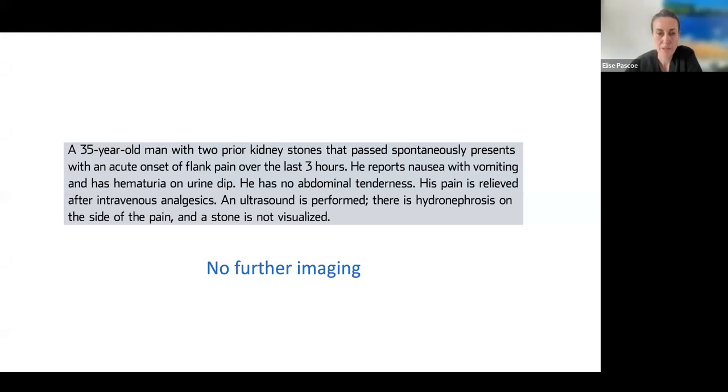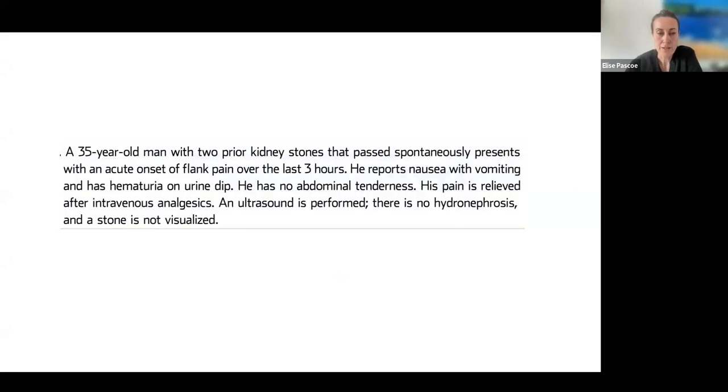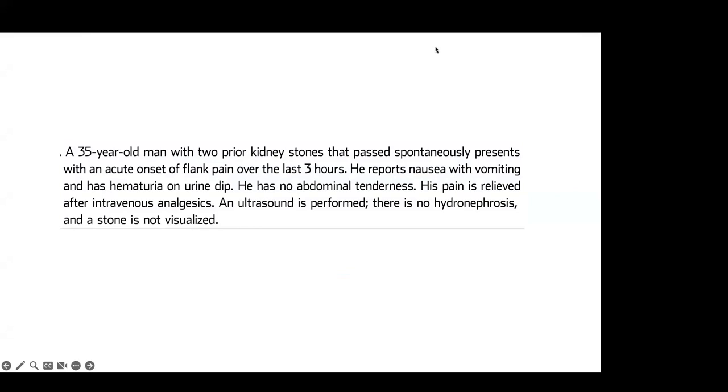symptomatic management. All right, so same guy, done a bedside ultrasound. Now there's no hydronephrosis, no stone visualized. His pain's still better. Would anyone do any more imaging or leave it? Abra, what are you going to do? Like no imaging really if there's no hydronephrosis.